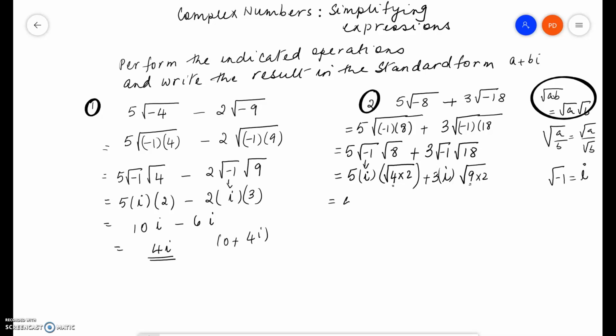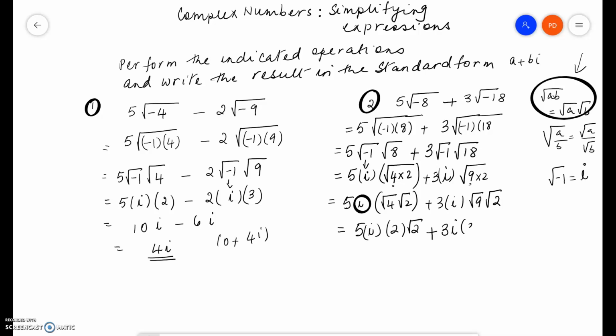So now simplifying it further, I have 5 times i. Now radical 4 times 2 is radical 4 times radical 2 using the same rule here, plus 3 times i radical 9 times radical 2. So that's equal to 5 times i. Radical 4 is 2. Radical 2 remains as radical 2. 3i times 3 radical 2.